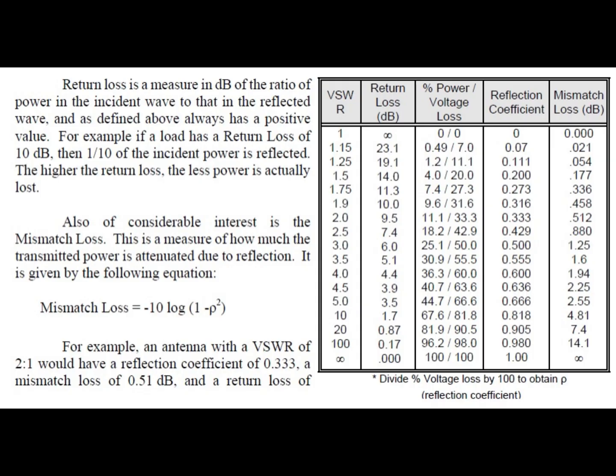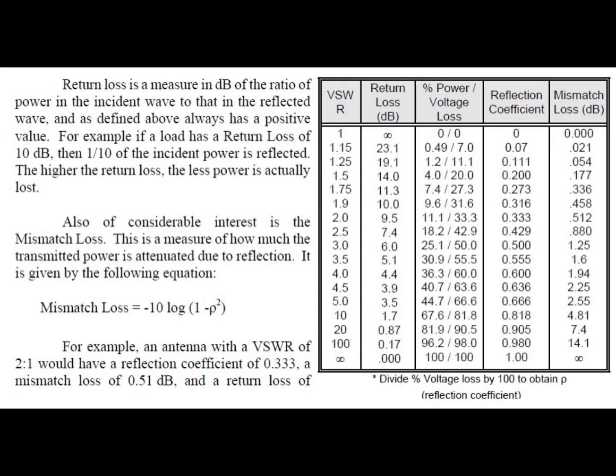VSWR equals 5. Return loss, 3.5 dB. Power loss, 36%. Voltage loss, 60%. Reflection coefficient, 0.666. Mismatch loss, 2.8 dB. VSWR equals 10. Return loss, 1.7 dB. Power loss, 50%. Voltage loss, 70%. Reflection coefficient, 0.9. Mismatch loss, 4.4 dB.